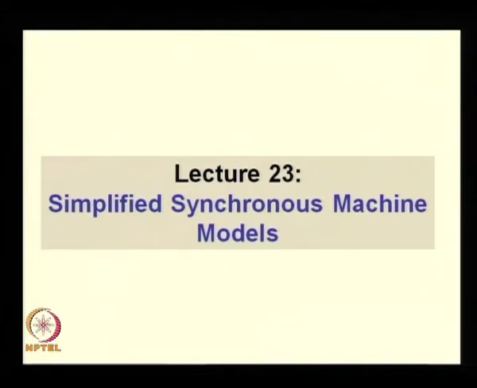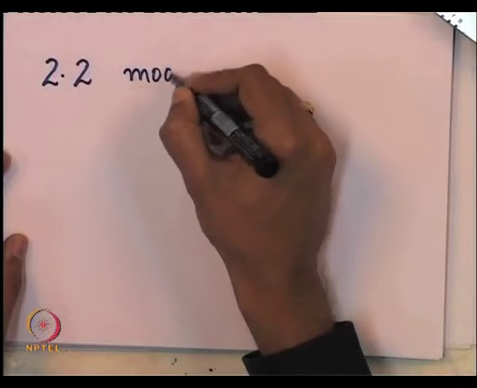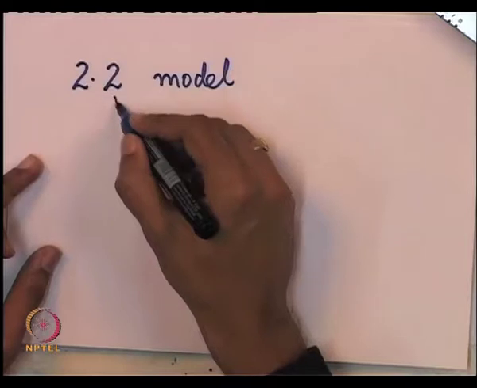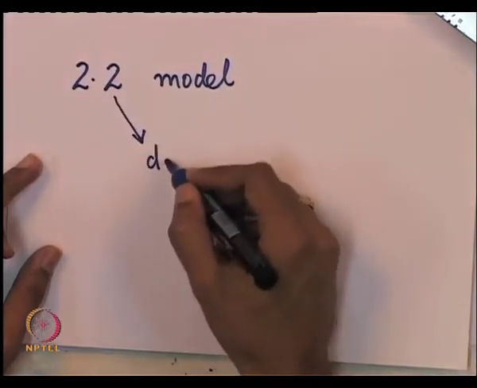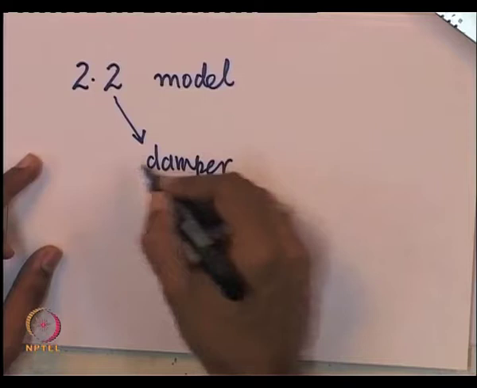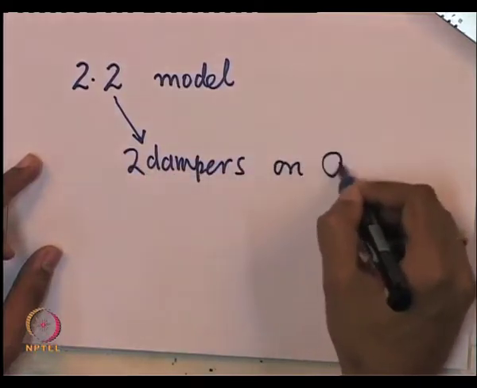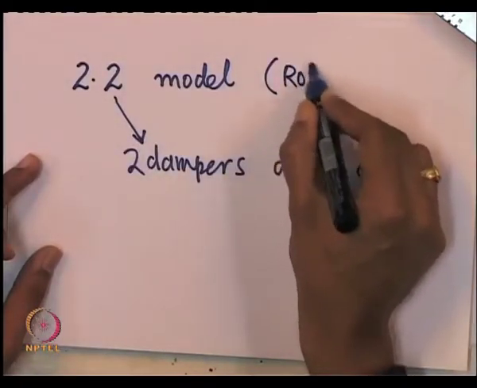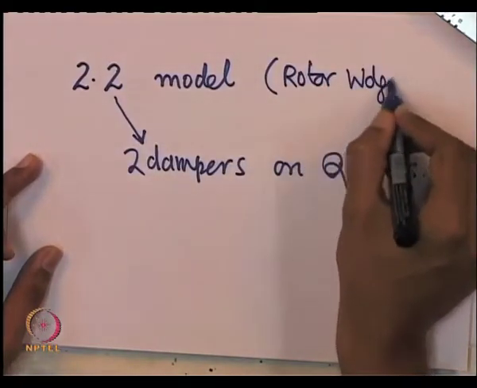Just one small point about the terminology we will be using. We have derived what we shall call the 2.2 model of a synchronous machine. A 2.2 model of a synchronous machine involves 2 damper windings on the Q axis. This of course refers to the rotor windings.